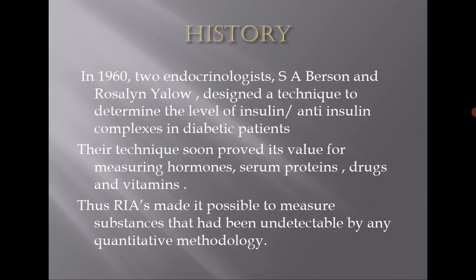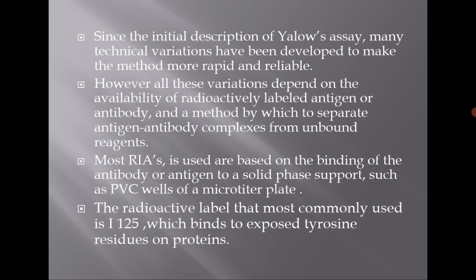Their technique soon proved its value for measuring hormones, serum proteins, drugs and vitamins. Thus, radioimmunoassays made it possible to measure substances that had been undetectable by many quantitative technologies. Since the initial description of Yalow's assay, many technical variations have been developed to make the method more rapid and reliable. As generations passed, radioimmunoassay has been modified so that it becomes quicker, more reliable, and more accurate.